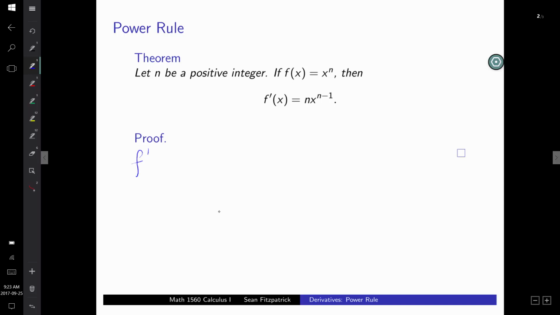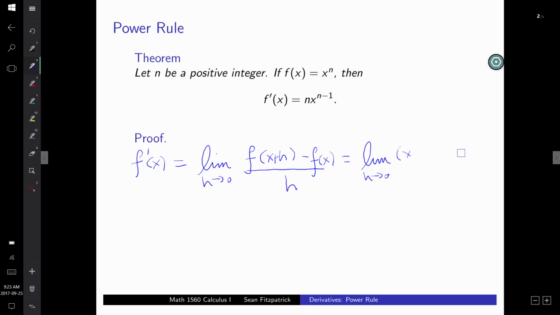What does the definition say? The definition says that f prime of x equals the limit as h goes to 0 of f of x plus h minus f of x over h. And so here that looks like this. It looks like the limit as h goes to 0 of x plus h to the n minus x to the n over h.